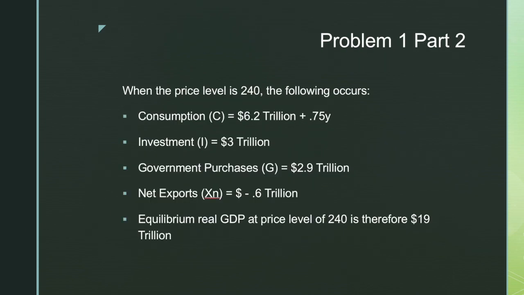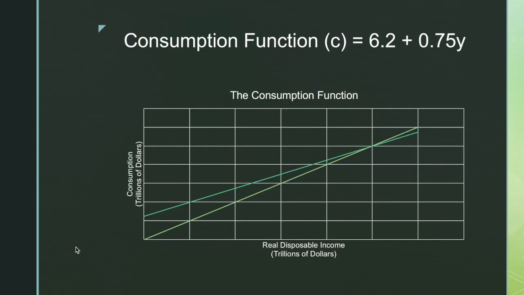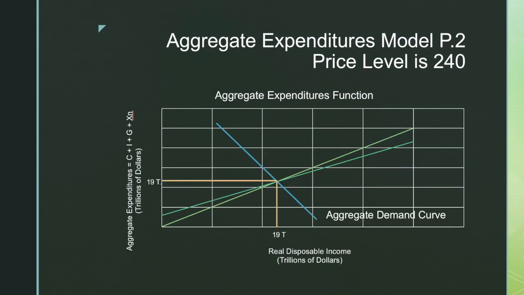And so problem 1, part 2 is this. It's the same thing with these investment, government purchases, and net exports all being consistent, but consumption is changed. And so here's our new consumption function that shifts upward 6.2 trillion instead of $6 trillion and impacts a bit higher this 45-degree reference line. And this is the $19 trillion that is now what our equilibrium point is.